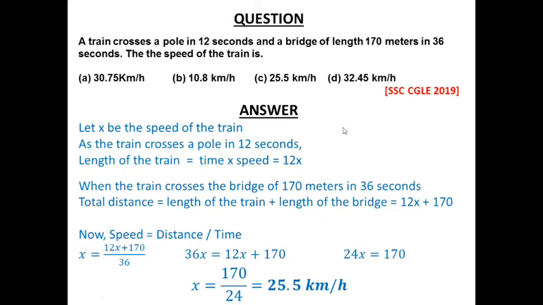The only concept you have to understand here is that whenever a train crosses a pole or a man standing on the platform, the distance covered will be equal to the length of the train. At the same time, when a train crosses a bridge or a platform, the total distance covered by the train will be equal to the length of the train plus the length of the bridge or platform, whatever comes in the question. If you have that concept in mind, we can solve this question, and we got the answer 25.5 kilometer per hour. So kindly note it, then we will go to the next question.